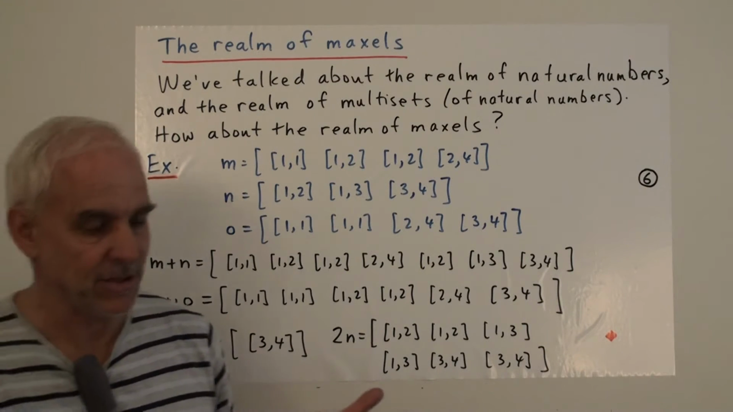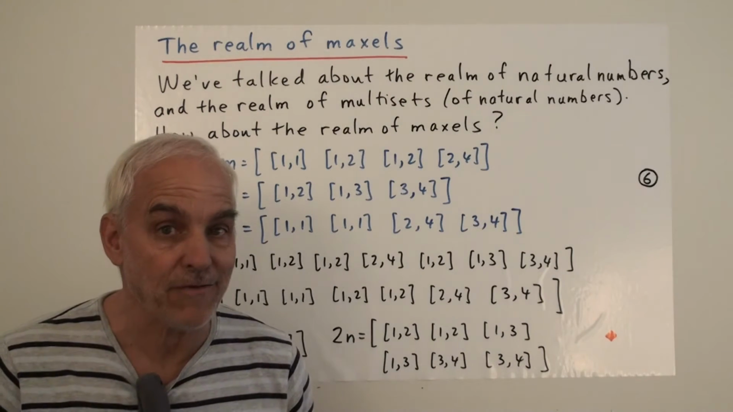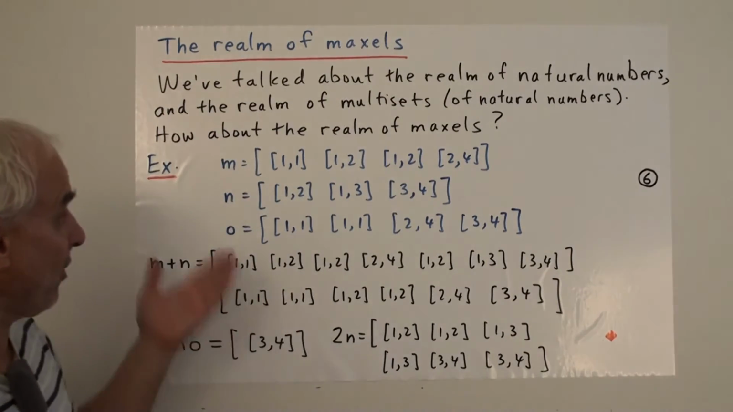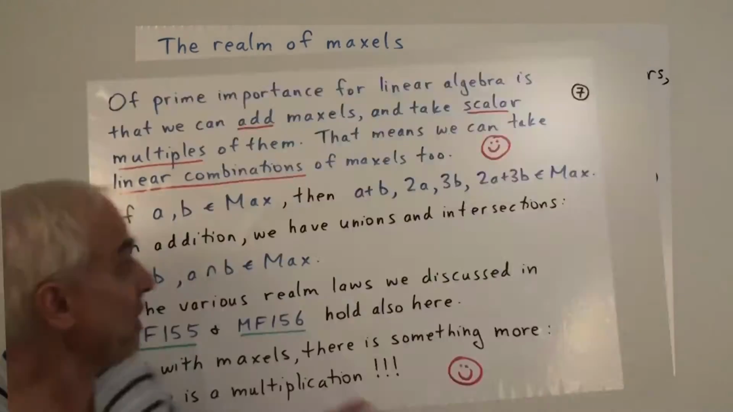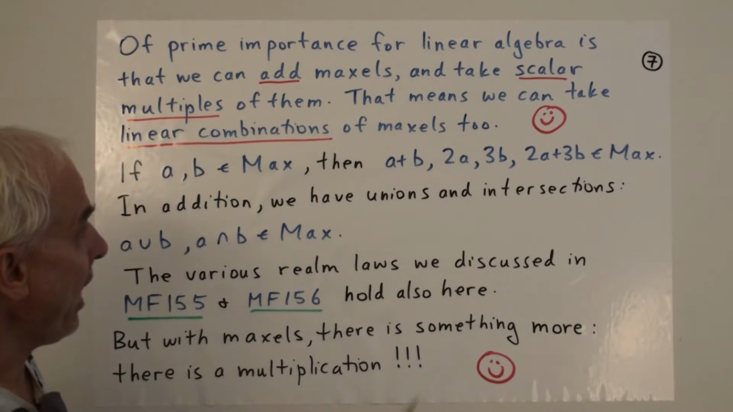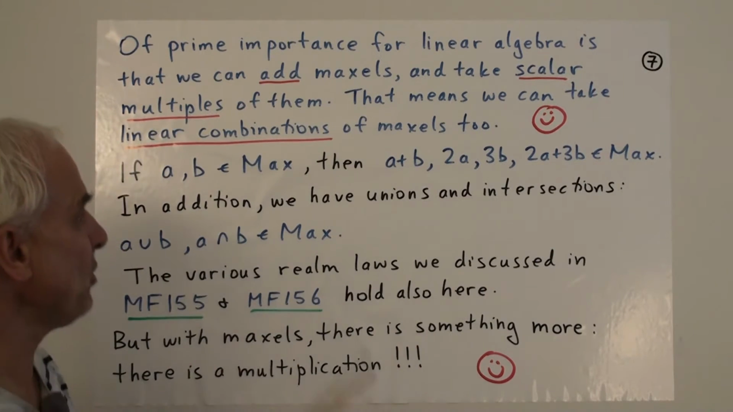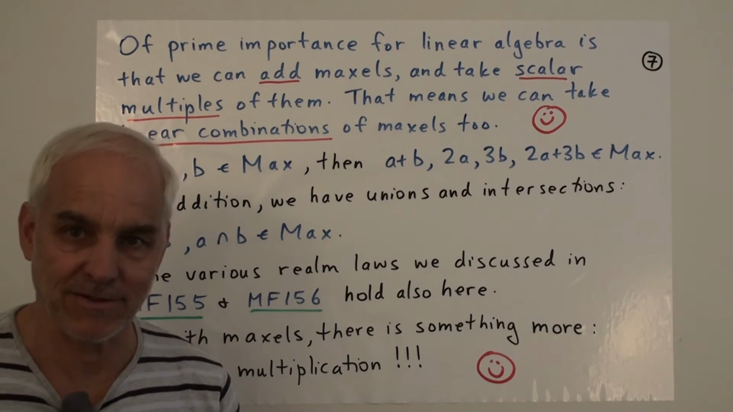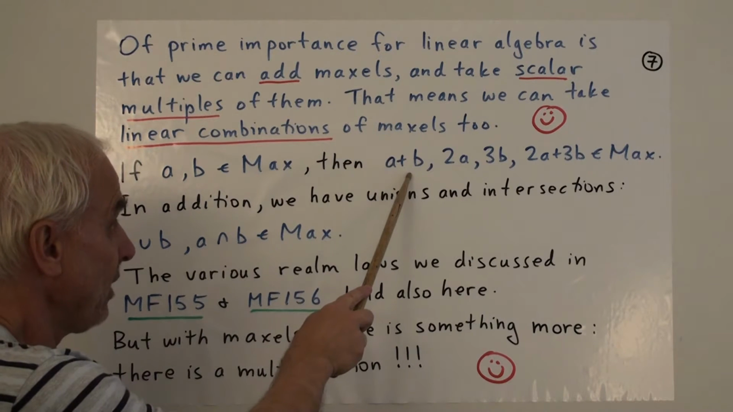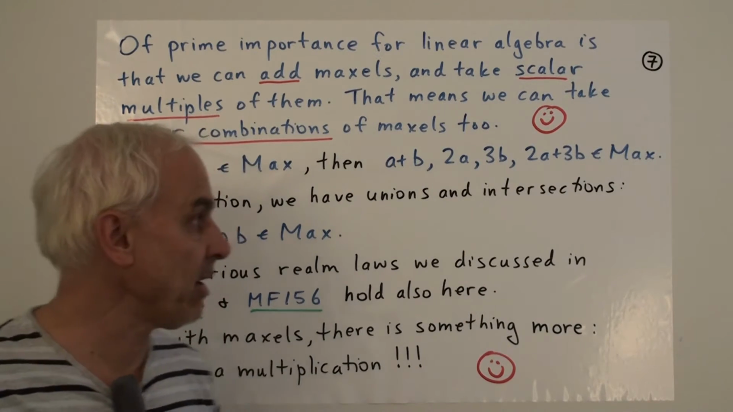Okay, so this is pleasant. So now we can go back and look at all those various properties that we had for realms, and we can convince ourselves that the same kinds of things are going to be happening here for this realm of maxiles. For applications to linear algebra, the fact that we can add maxiles is really important. And the fact that we can take scalar multiples of them is really important. And when we combine those two things, it means we can take linear combinations of maxiles as well. So for example, if A and B are maxiles, then A plus B is a maxile, so is 2A, so is 3B, and so is a linear combination like 2A plus 3B.